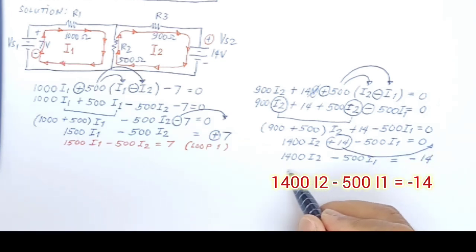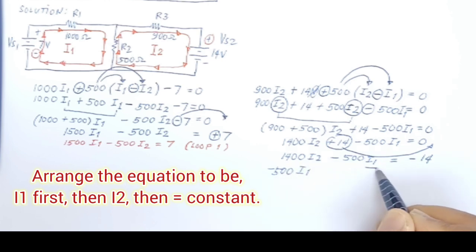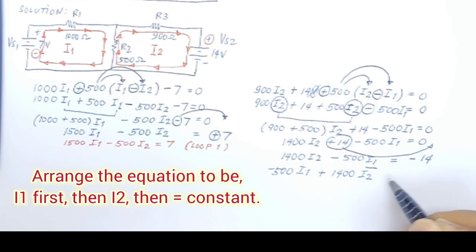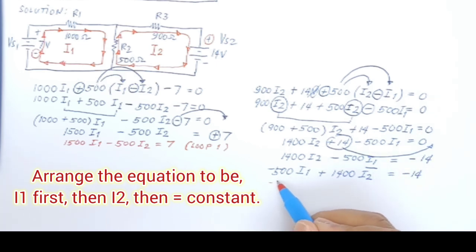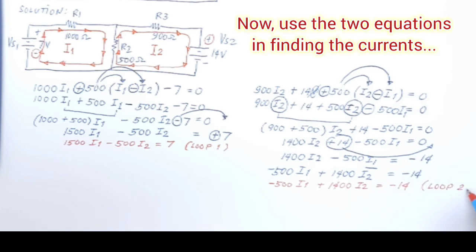But then the I1 must be first, so we will write minus 500 I1 because I1 should be first, and plus 1400 I2 equals minus 14. And there you go, we have the equation for loop number 2. So again, let's write it in red: negative 500 I1 plus 1400 I2 equals minus 14. That would be the answer for loop number 2.